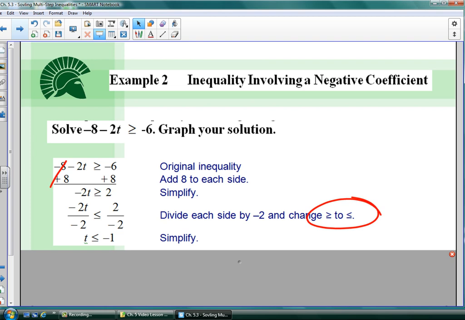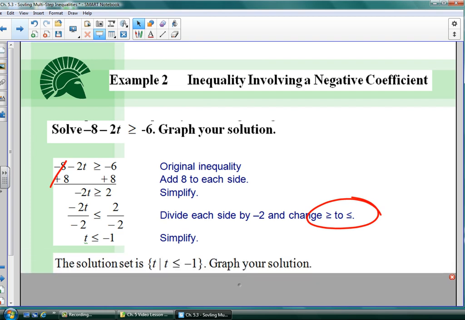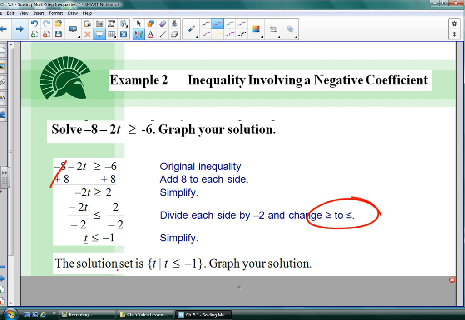and we're going to write that in set builder notation, which looks like the solution set, which means the answers, and set means group, so we're really talking about the group of answers. Okay, and this is what it is. It's the variable that we use, t, such that t is less than or equal to negative 1.